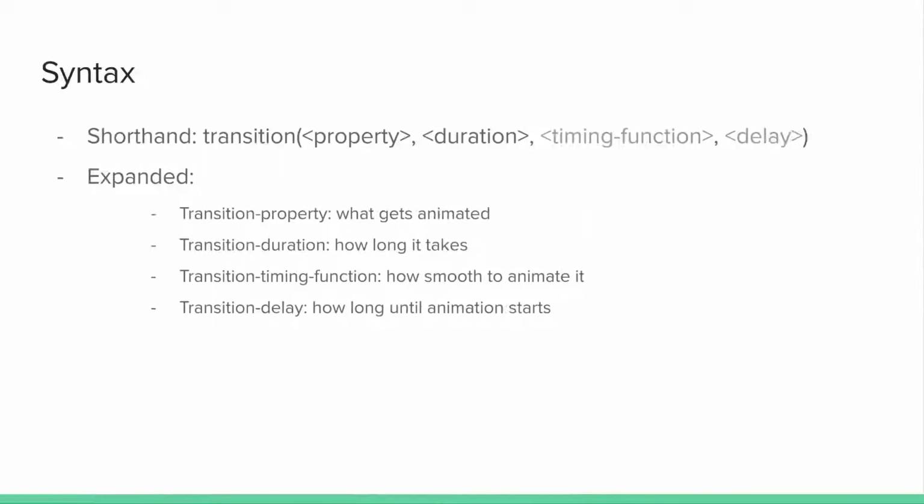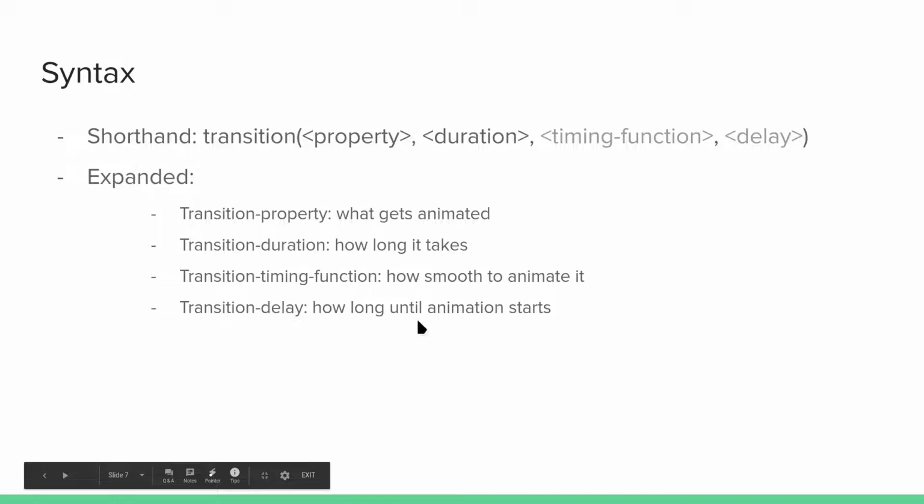Okay, last but not least, let's look at what makes these things tick. Like many things, CSS has a shorthand: property, duration, timing function, delay. These two are optional. Property is what gets animated, that's the 200 item long list. Duration is how long it takes. Timing function is how smooth to animate it, that'll make sense in a bit. And delay is how long it waits until the animation starts.